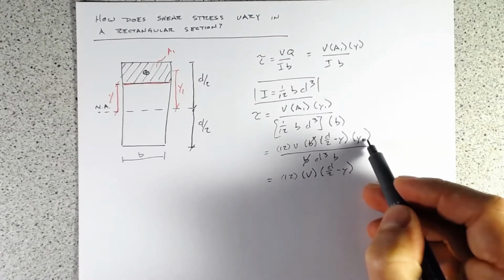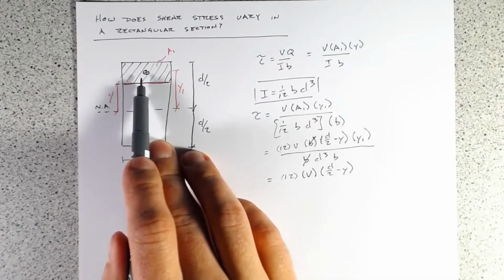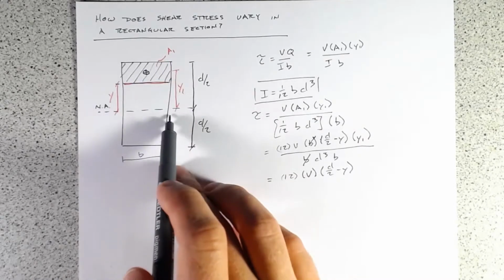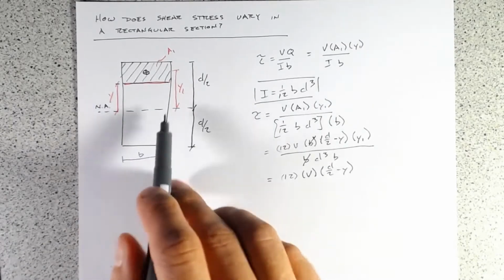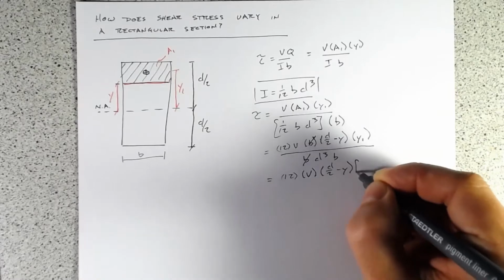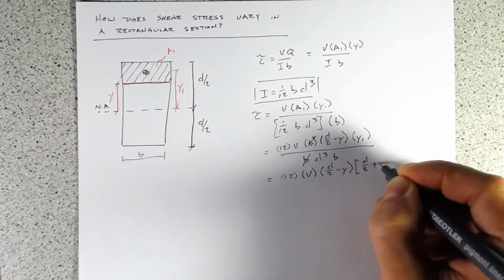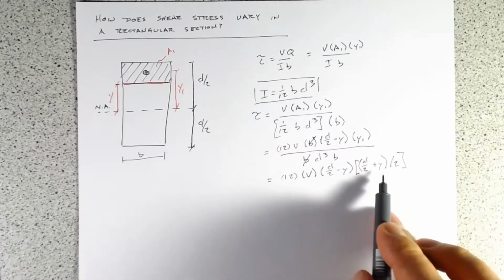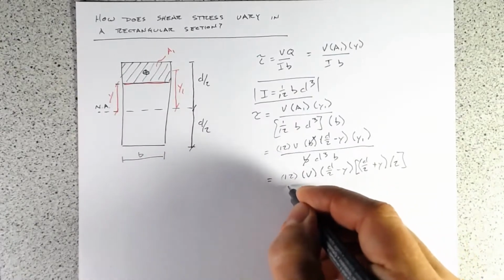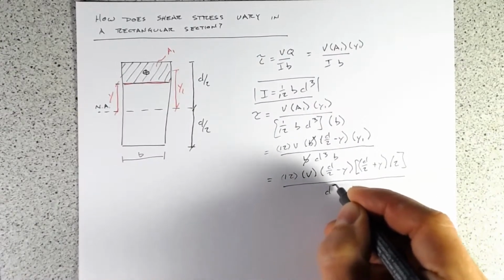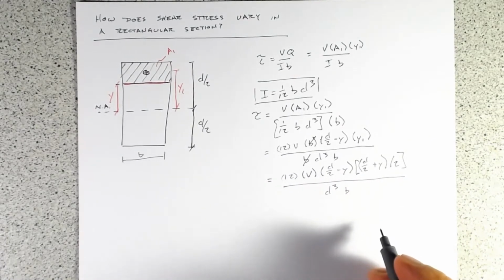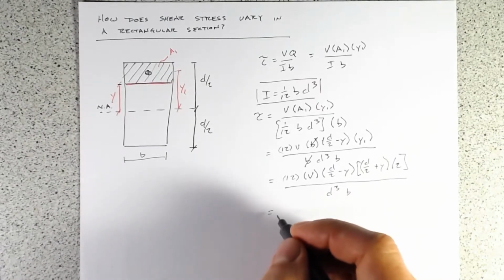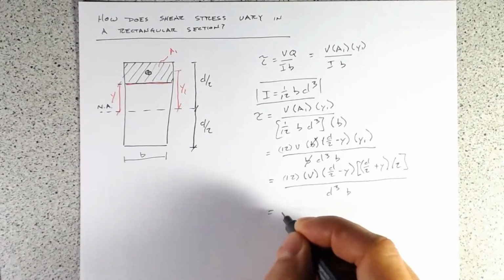Now Y1 is just our centroid location. Essentially that's the average distance between the height from the extreme fiber to the neutral axis and our distance y here. That's a nice convenient way to look at it. So it'll be D over 2 plus y, divided by 2. Like I said, that's just the average distance between these two; that's where our centroid is. That's all over D cubed times B. The 2 comes down there and cancels that out. We'll do a little bit of rearranging.